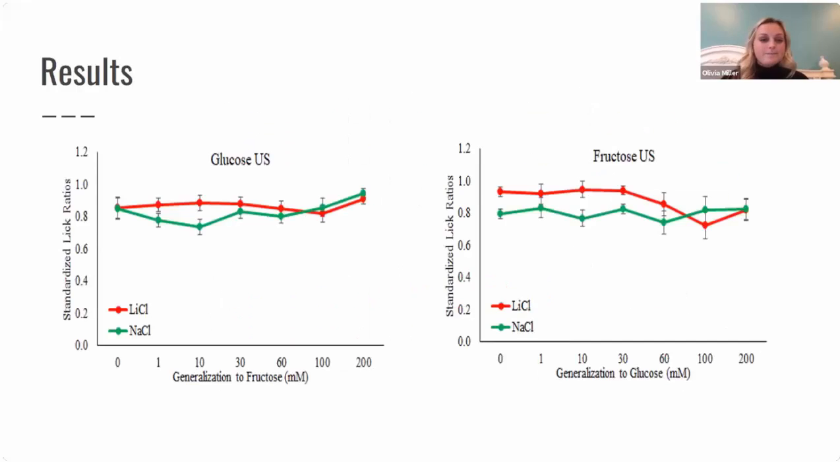Next slide. So we then changed into our generalization procedures. The left graph uses glucose as the unconditioned stimulus and looks at its generalization to fructose. The right graph uses fructose as the unconditioned stimulus and is looking at its generalization to glucose. Neither showed significant results, suggesting that when given a conditioned taste aversion to one, the other is different enough that the conditioned taste aversion does not generalize to the other stimulus.